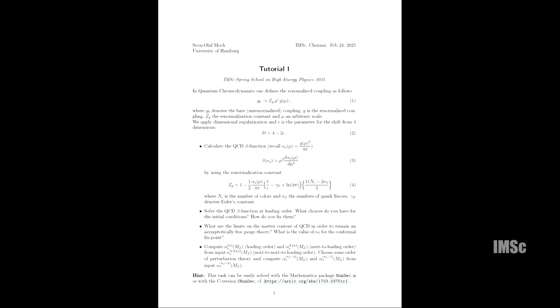Right, and then I briefly wanted to ask you this question: what are the limits on the matter content of QCD in order to maintain an asymptotically free gauge theory? And what is the value of NF for the conformal fixed point? Has anyone thought about this? If not, I tested this question also on ChatGPT yesterday, just to get an idea of the quality of the answer, and it actually gave the right answer.